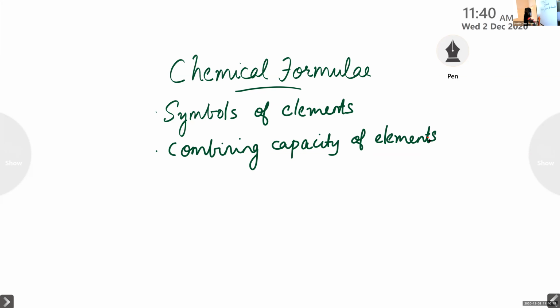Human beings can be represented as H. How many arms for a human being? 2. Then we compare it with an octopus, represented as O. It's just an example to clarify the term combining capacity of elements. So, how many arms for an octopus? 8, right?